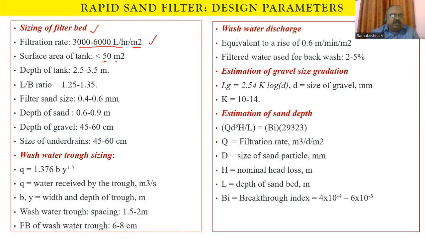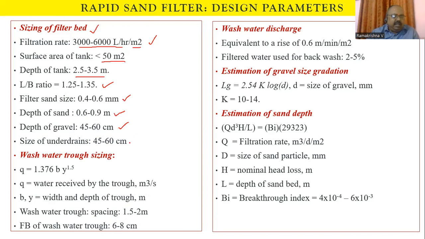Surface area of the tank should not be more than 50 meter square for easy operation of the filter bed. The overall depth of the tank should not exceed 3.5 meters and minimum is 2.5 meters. And L by B ratio is 1.25 to 1.35. Filter sand effective size, D10, is around 0.4 to 0.6 millimeters. And depth of the sand is usually 0.6 to 0.9 meters. Depth of the gravel is up to 60 centimeters, 4 to 5 layers I'm talking about.